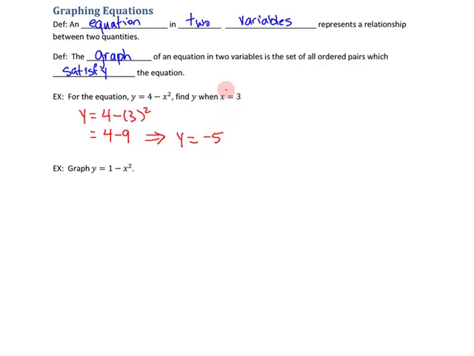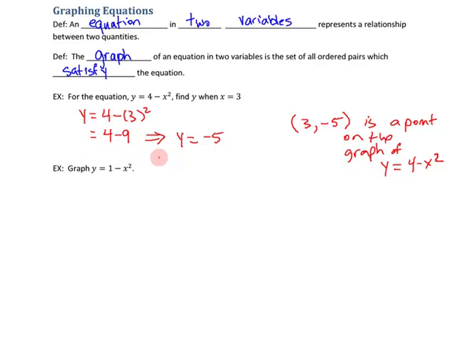So notice, for 3, there is a specific y that goes with it, right? So the point (3, -5) is a point on the graph of the equation y is equal to 4 minus x squared. Okay? So if we want to graph, say, y is equal to 1 minus x squared, we are trying to find all the points that satisfy that.